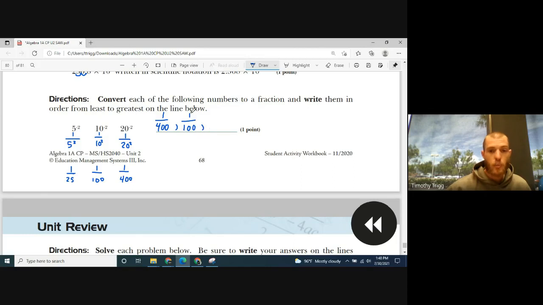Right? So you get 1 slice. This pizza is cut into 100 pieces and you get 1. Well, that'll be a bigger piece than this one, right? Lastly, this is even bigger still, right? One way to think about fractions and how big they are is the bigger the denominator, generally the smaller the fraction is, right? You're getting it split into more pieces essentially there.